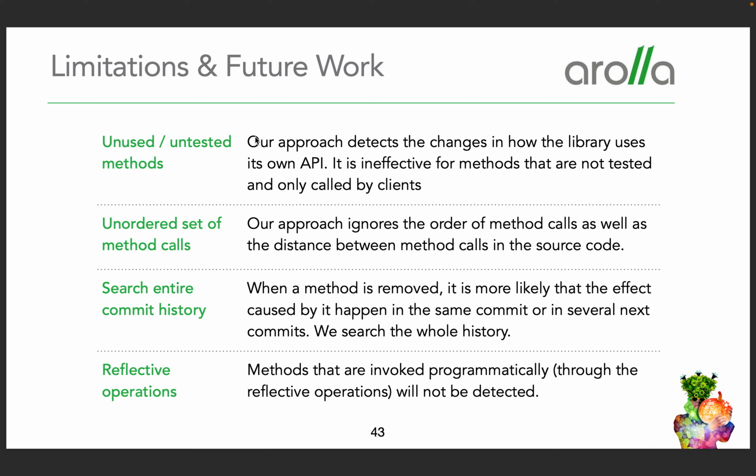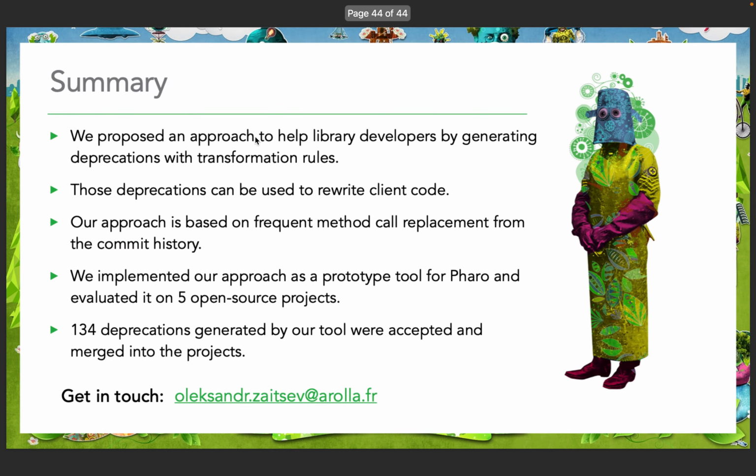And finally, reflective operations. Modern programming languages like Pharo allow a lot of reflectivity, which means that sometimes methods can be called by their name. So we give a string and we say, okay, call a method that has a name like this. And those kinds of calls we cannot detect. So we only detect the normal method calls that can be represented in the abstract syntax tree.